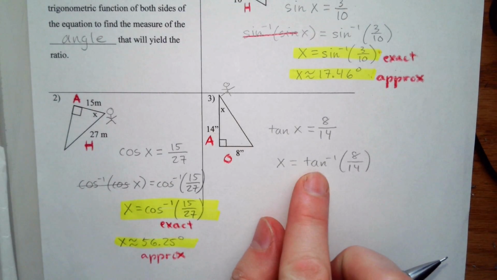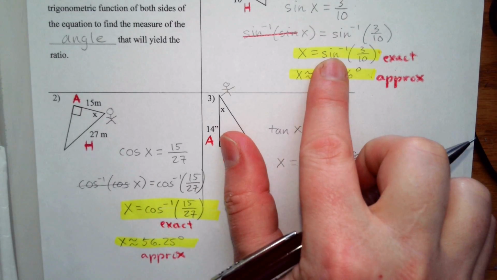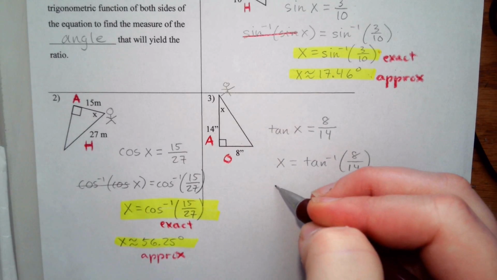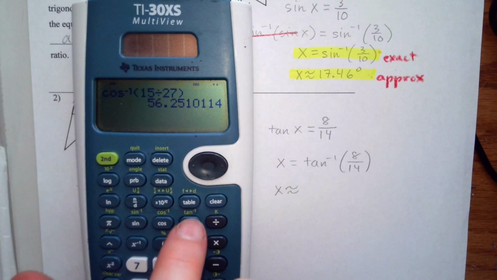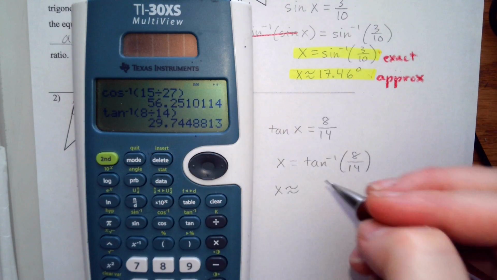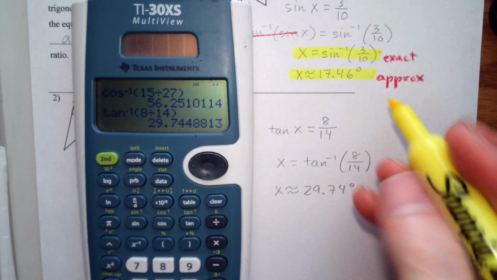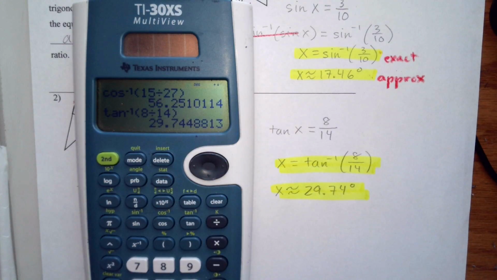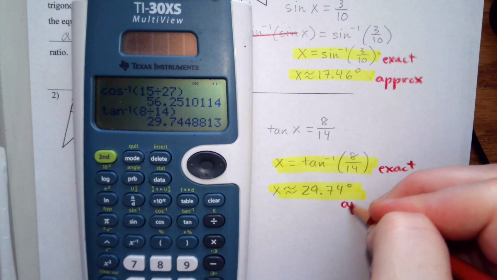By the way, some textbooks and some teachers might say arc tangent, arc cosine, arc sine. It's kind of an old school way of saying that. You'll hear me just say inverse tangent. So x is approximately, second inverse tangent, 8 divided by 14. And we have an answer of 29.74 degrees. Just a few steps here. You set it up, give us the exact answer, and then of course approximate your answer.